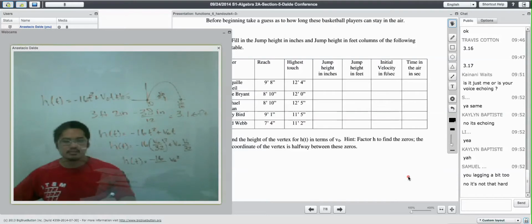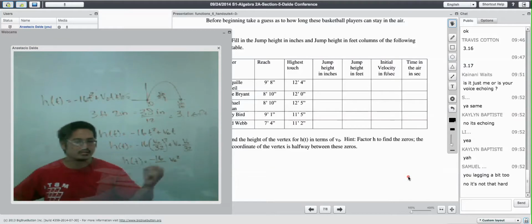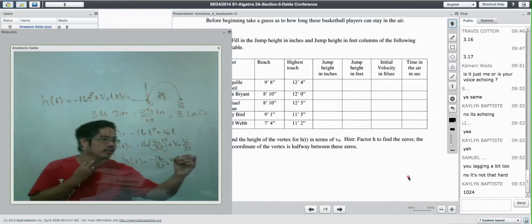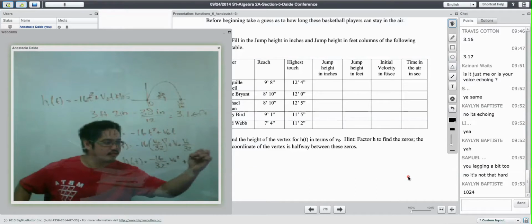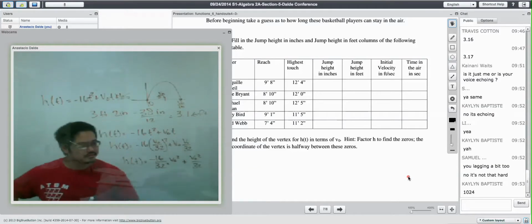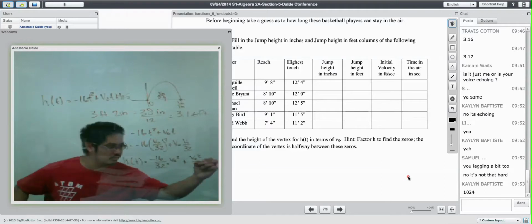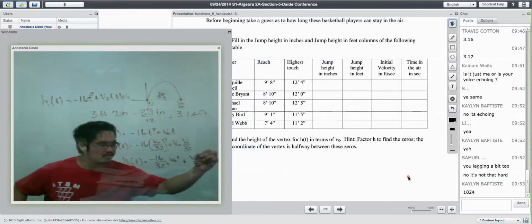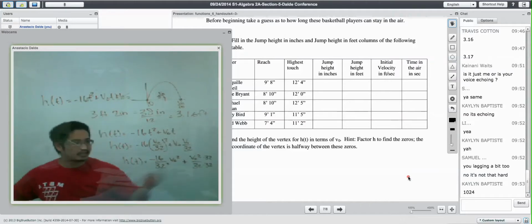What is 32 times 32? I'll just put 32 squared. Alright, and then over here I have plus v naught squared over 32. By the way, I want to combine these fractions. This is 1040, this is 32. In order to make this 1040 as well, I need to multiply both the top and bottom by 32. Then I can add these.